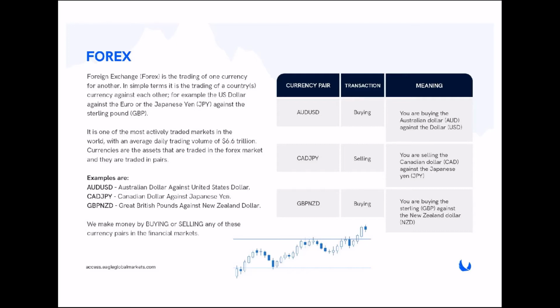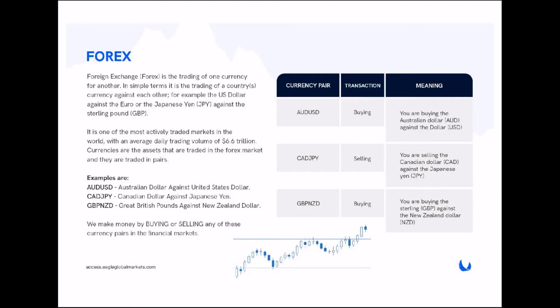For example, the US dollar against the euro or the Japanese yen against the sterling pound. It is one of the most actively traded markets in the world with an average daily volume of $6.6 trillion. If you decide to trade Forex alone, you can try to make as much as you want from the $6.6 trillion.